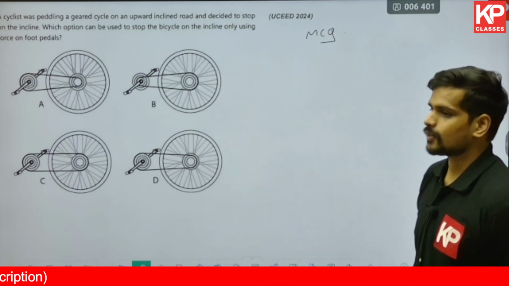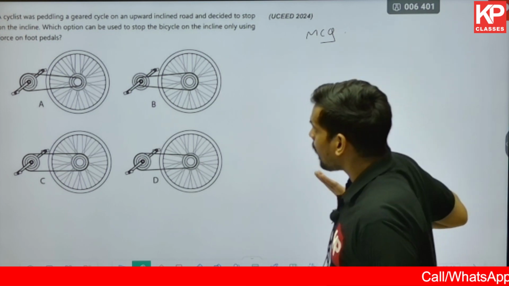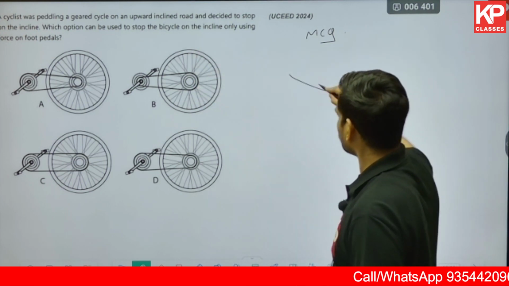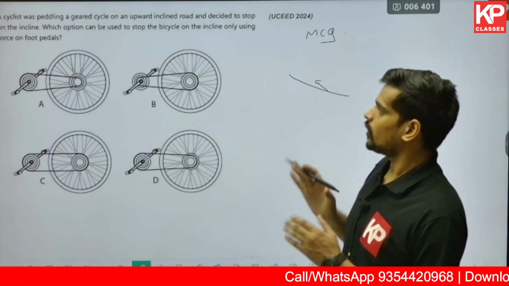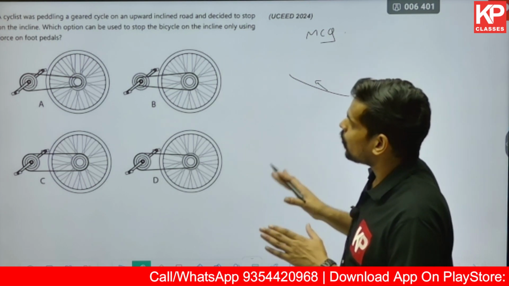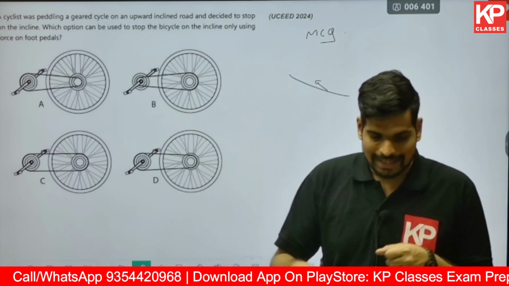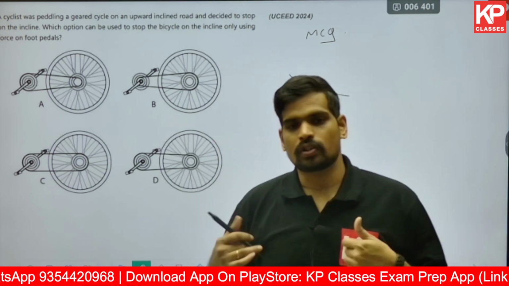A simple one. Let us look into the concept. A cyclist was pedaling a geared cycle on an upward inclined road and decided to stop on the incline. Which option can be used to stop on the incline only using force on the pedals, without pedaling, just by applying force?